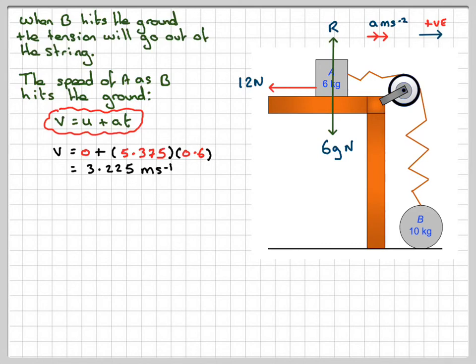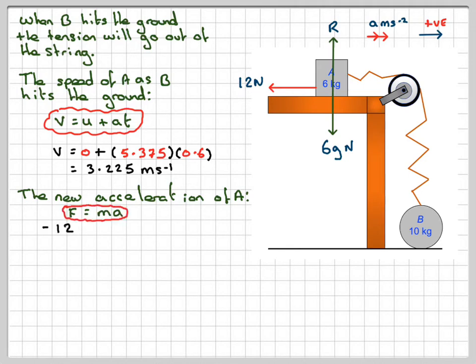Now, because this has hit the ground, the acceleration is going to change. So we need to calculate a new acceleration. There's no tension acting on this, so the force will be 12, but this is acting in the opposite direction. Using F is equal to ma, minus 12 will be equal to 6 times a, which will give that a will be equal to minus 0.5 meters per second squared. So it's acting in the opposite direction, so it will start to slow particle A down.